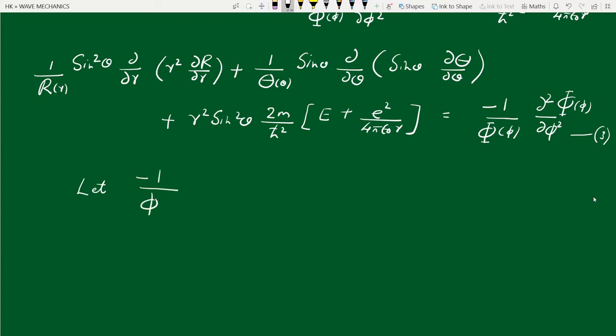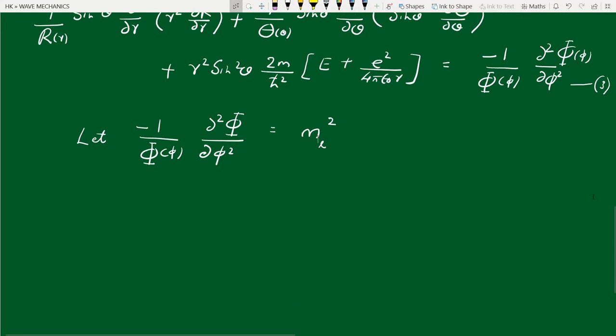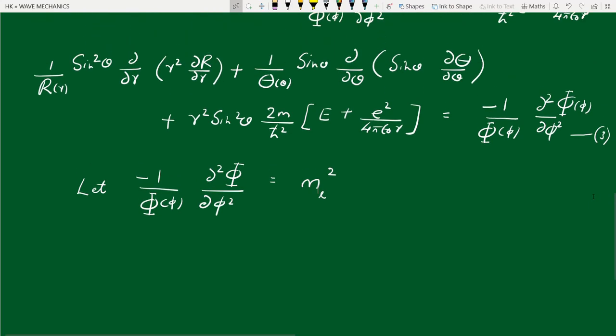Let minus 1 by capital phi, d square capital phi by d phi square, there should be capital phi in the numerator, equal to, we are introducing a constant. Let me use this symbol ml square. Why do we use this particular symbol? This is in anticipation of some results that we will be able to write down later. We can use any symbol, some k square, c square, a square, any symbol we can use. I am using this symbol, and this is a constant. When we introduce such constants during the separation of variables of a partial differential equation, we call them separation constants. So this is one separation constant.